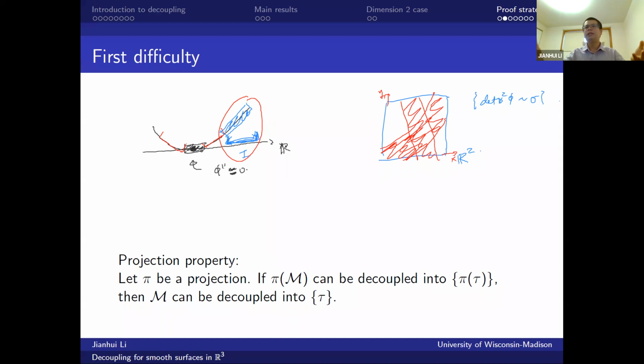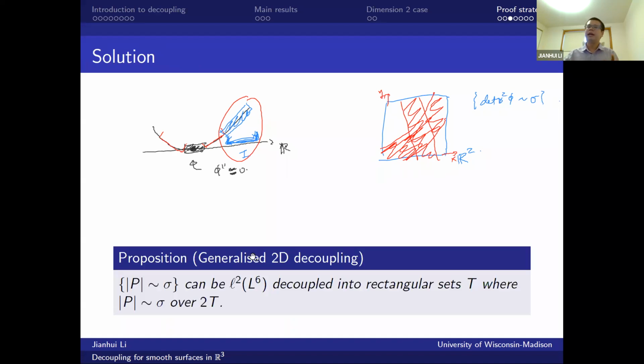So what we do is to decouple this 2D set, and it is indeed true. The solution to this problem is a generalized 2D decoupling, which means that now this red region is good. We can decouple this region, like this is the first rectangle we take. We can take a second rectangle here, and maybe a third rectangle here. So it is a rectangular covering, you can imagine. And then you take some rectangle here and some rectangle here. So you decouple this red region into all these rectangular sets T, such that even if you enlarge them a little bit, it is still roughly sigma.